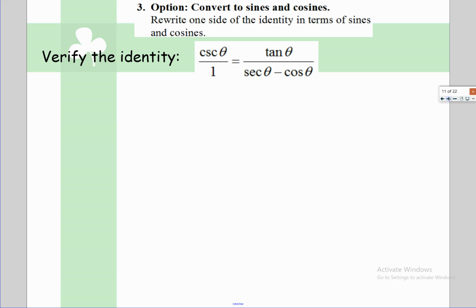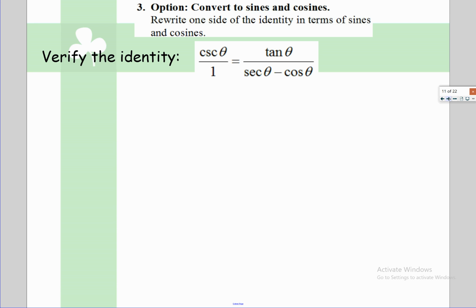If I'm looking at this problem, I have 4 different functions. It's really difficult to make one look like the other when there's 4 different things all happening. So if I can take every term and at least write them with sines and cosines, I'm going to have more opportunities to combine and simplify what I have. All right, so let's start with the left side.